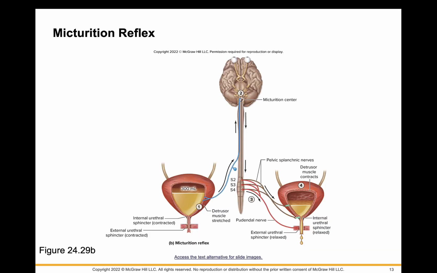Here we can actually see what's happening. So now we have input that is going to the micturition center as the bladder starts to fill, and then the output is actually going to the detrusor muscle. That's actually going to contract the detrusor muscle. The internal urethral sphincter will be relaxed, and the external urethral sphincter will be relaxed also.